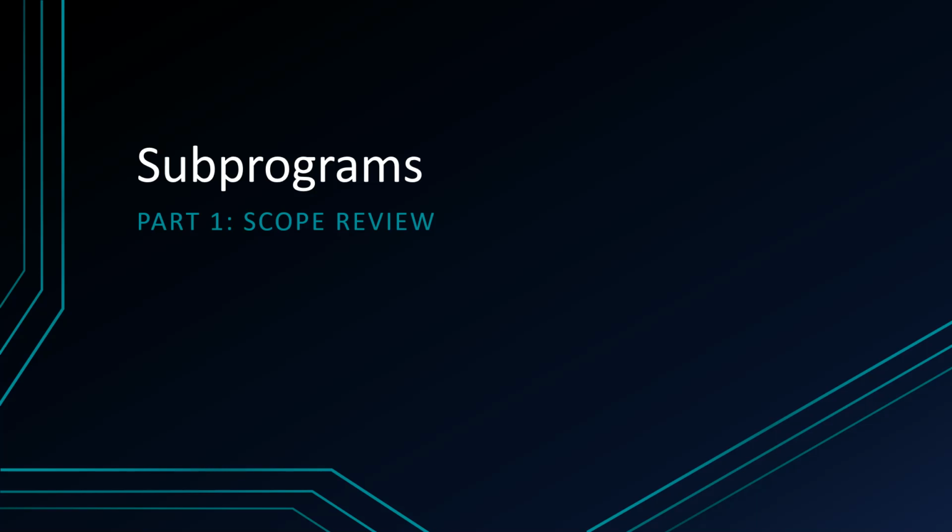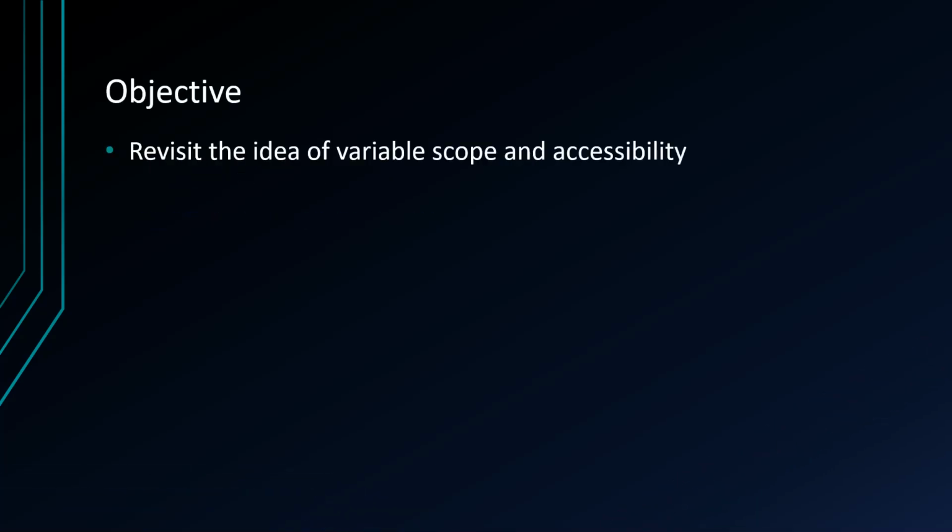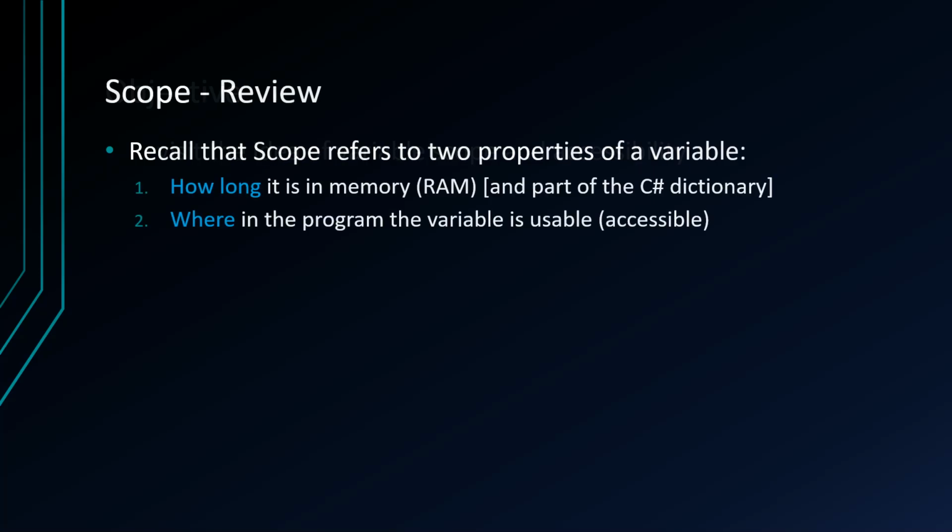Now we talked about this before and what it actually means. Today we're going to revisit the idea of variable scope and accessibility. Basically, where and when does a variable exist? What does that actually mean?